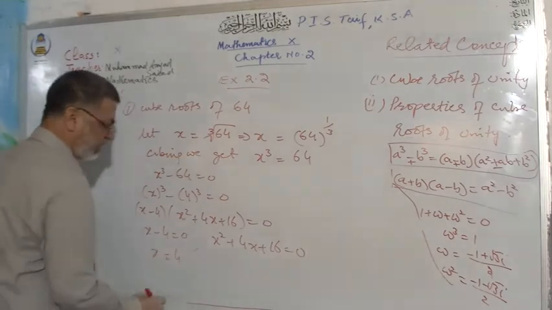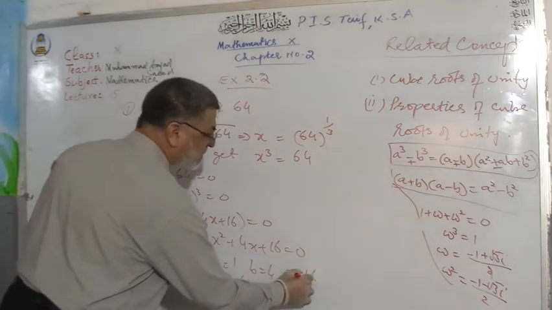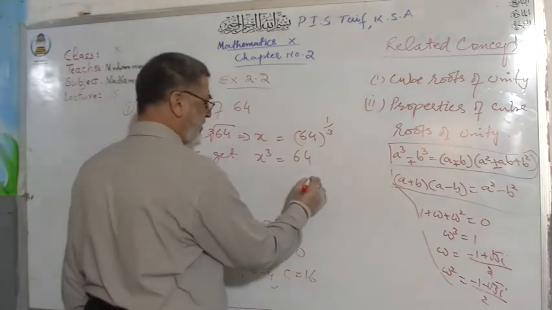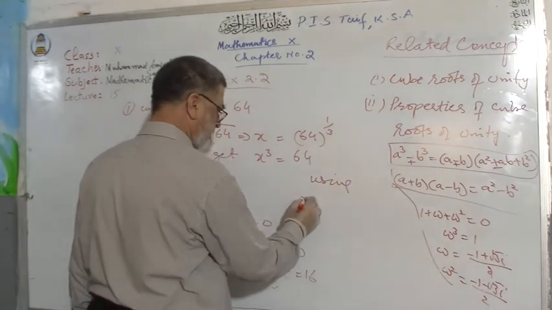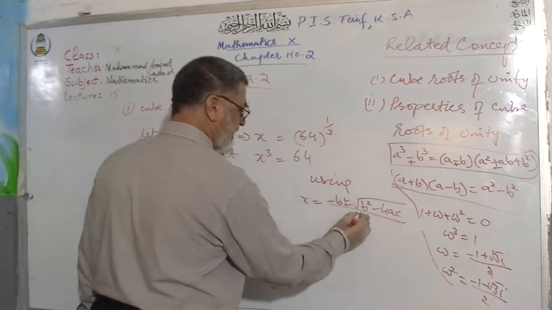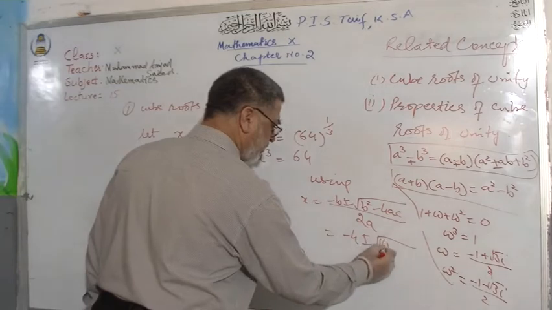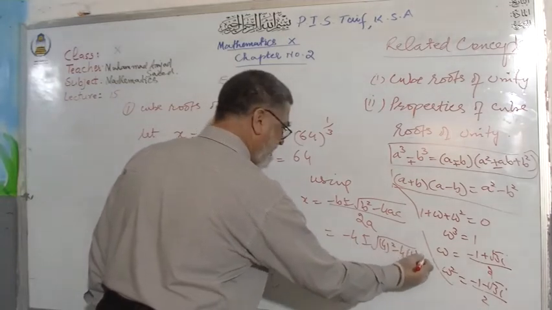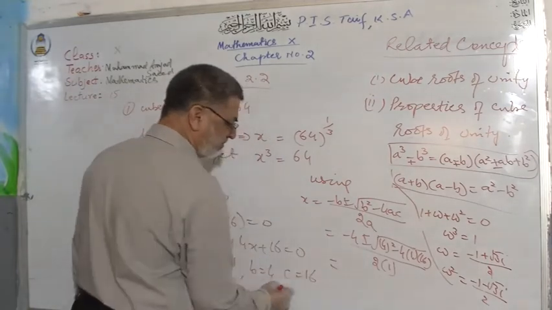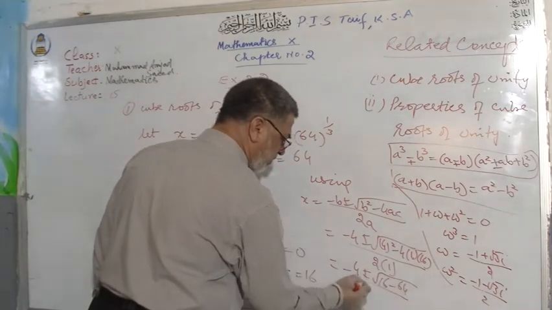x minus 4 is equal to 0 and x square plus 4x plus 16 is equal to 0. So x is equal to 4, and here you will have a is equal to 1, b is 4, c is 16. We will apply the quadratic formula, x is equal to minus b plus minus under root b square minus 4ac over 2a, that is equal to minus 4 plus minus under root 4 square minus 4 into 1 into 16, divided by 2 into 1. Minus 4 plus minus under root 16 minus 64 over 2.